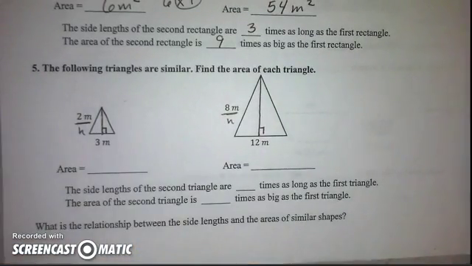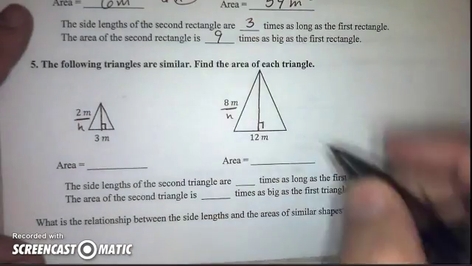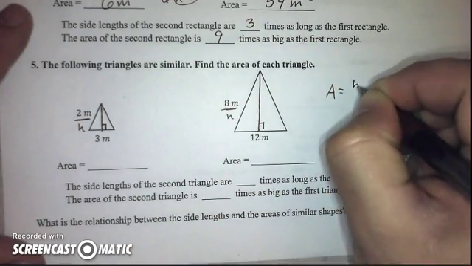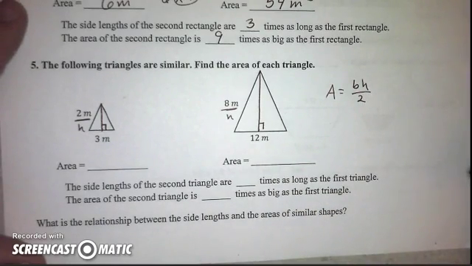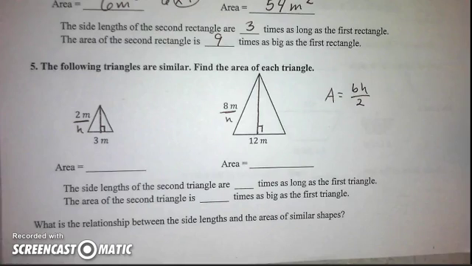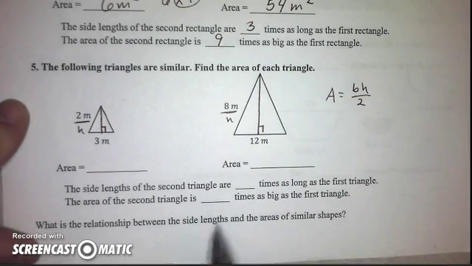one. Remember, the area formula for a triangle is base times height divided by 2. It's half of base times height. So go ahead and pause the video so you can find those areas and then try and answer these questions.